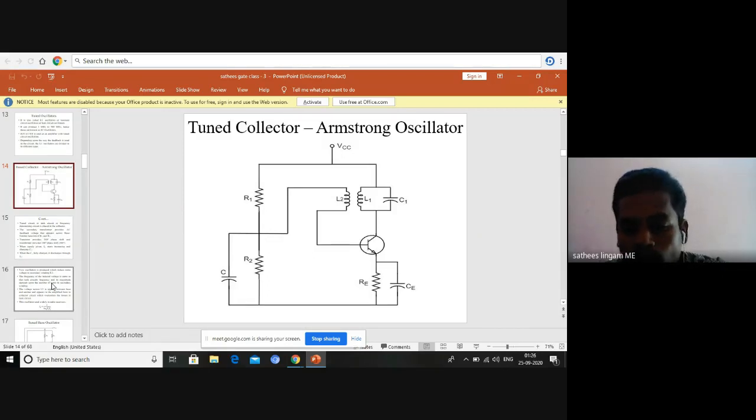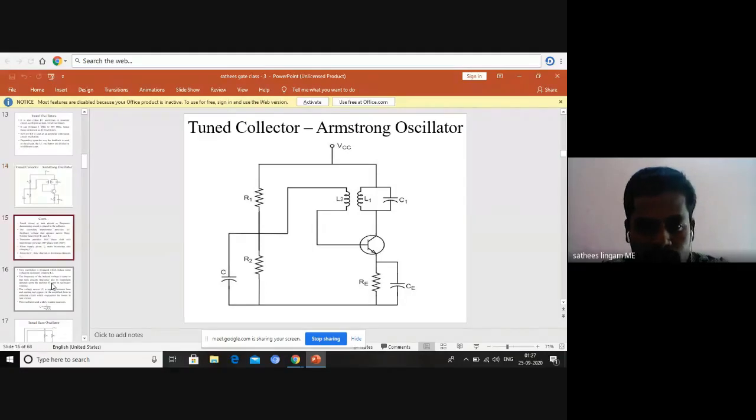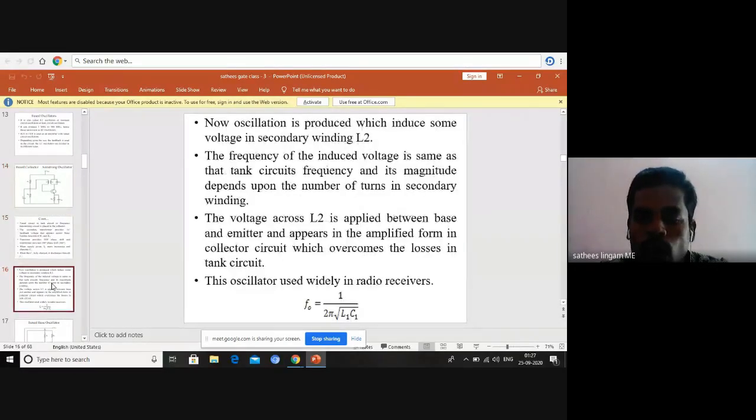That is our collector of the common emitter transistor. So the amplified form we are receiving on our output side. This is the tuned collector oscillator. Okay, so now oscillation is produced.